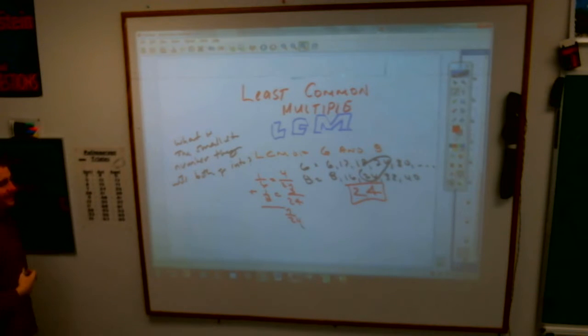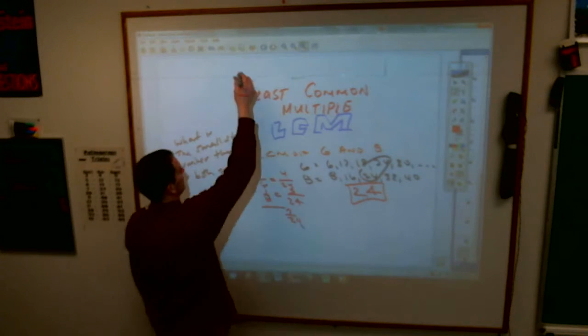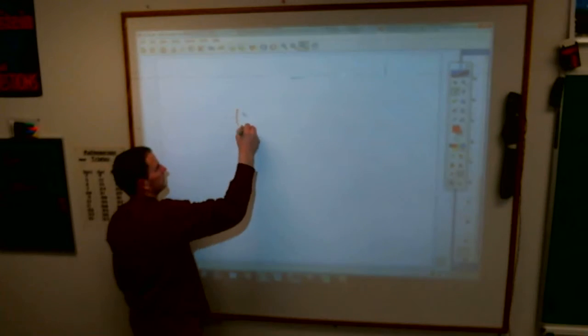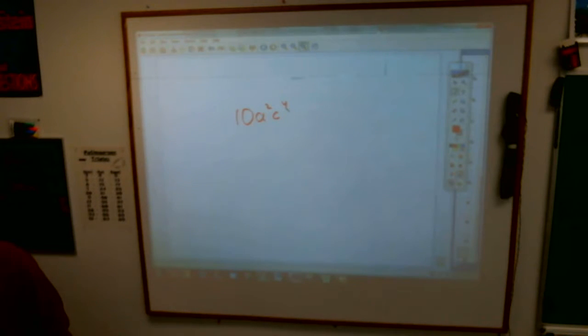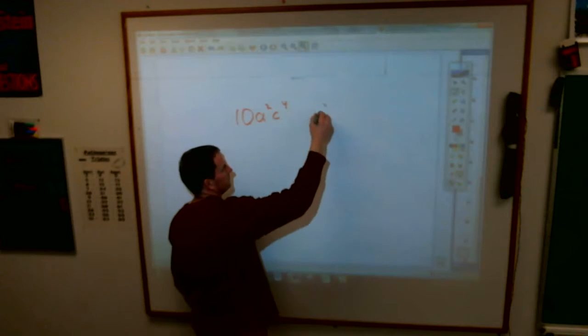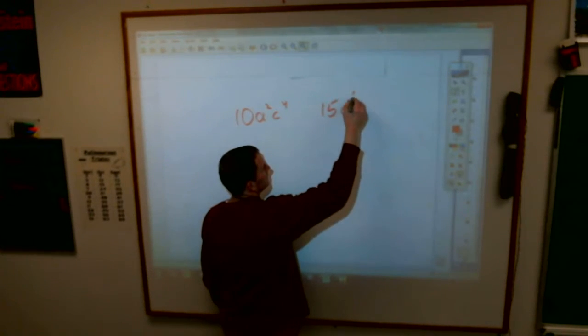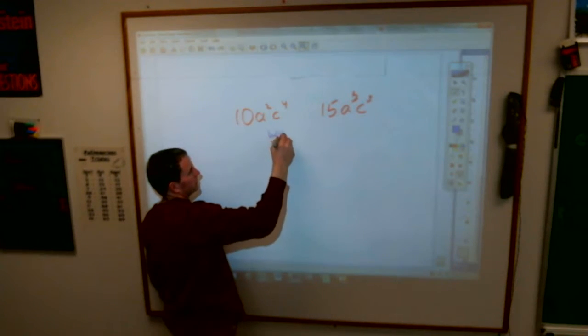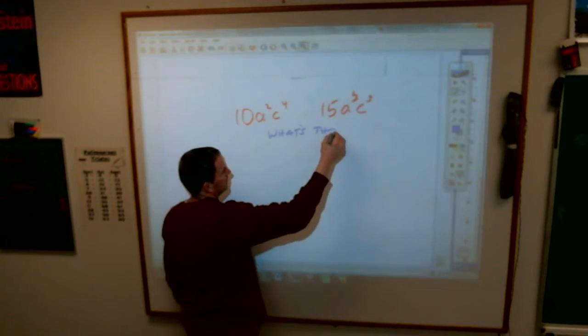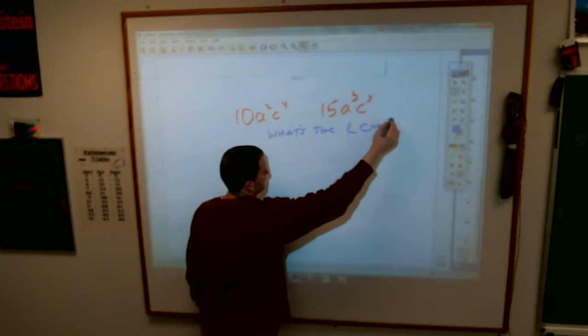Now that's all well and good, except, when you get to this algebra goofy nonsense stuff, they start throwing in letters mixed in with the numbers. For example, 10a squared c to the 4th and 15a cubed c cubed. What's the LCM?